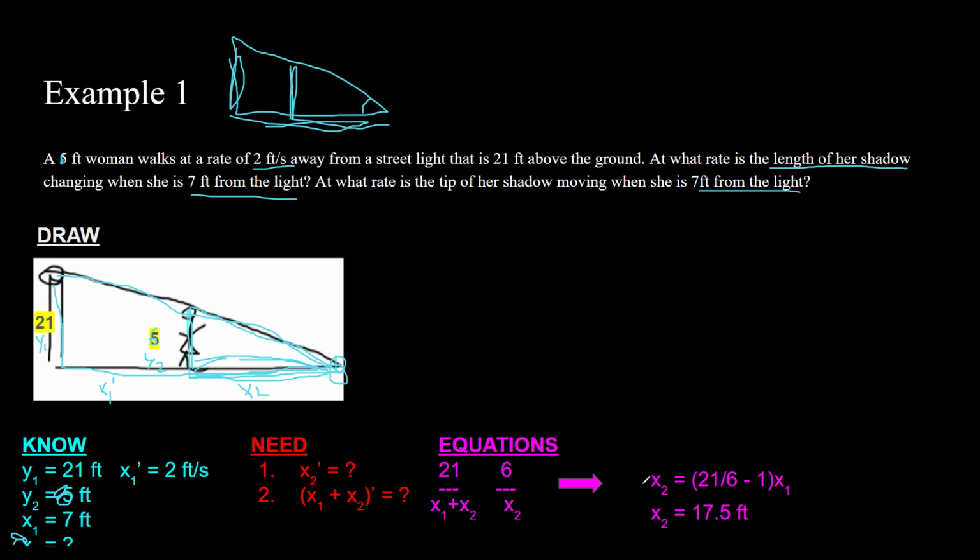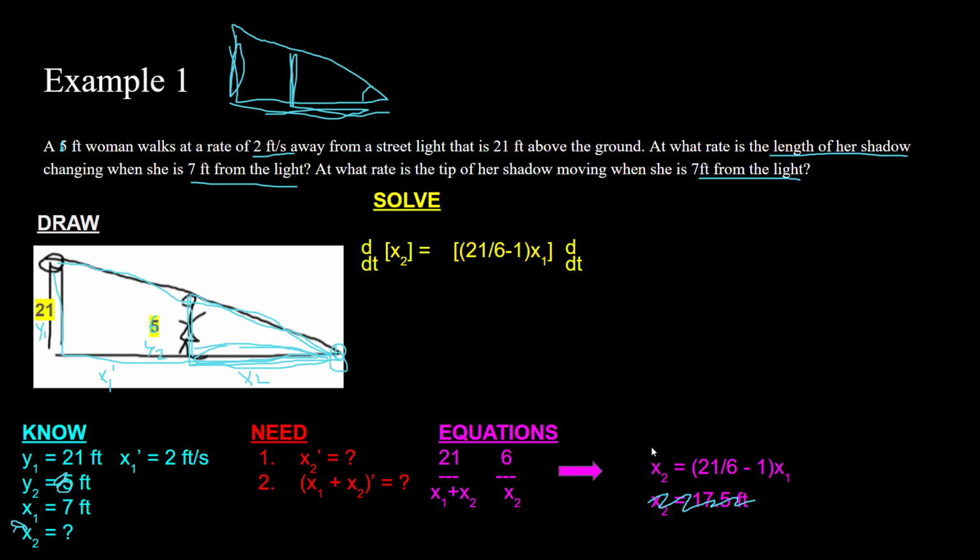Actually, as it turns out, sometimes you don't even need things. We don't actually need x2 because that's not what we're trying to find. We're trying to find x2 prime. And as it turns out, we don't need x2 to find x2 prime. But this is the equation that we created that we will take the derivative of, because that's our goal, to take the derivative of an equation.